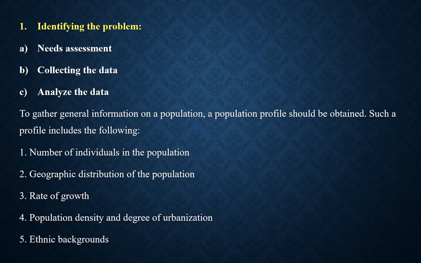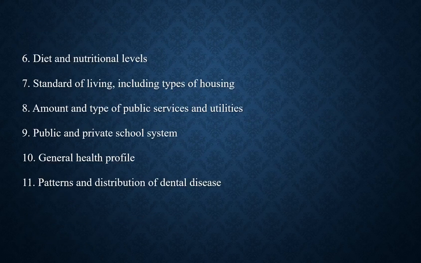The information might require the number of individuals in the population, geographic distribution of the population, rate of growth, population density, degree of urbanization, ethnic backgrounds, diet and nutrition levels, standards of living, that includes housing, amount and type of public services and utilities, public and private school system, general health profile, and patterns and distribution of dental diseases in the dental field. Or for knowing that, we can assess the fluoride content in the water also.